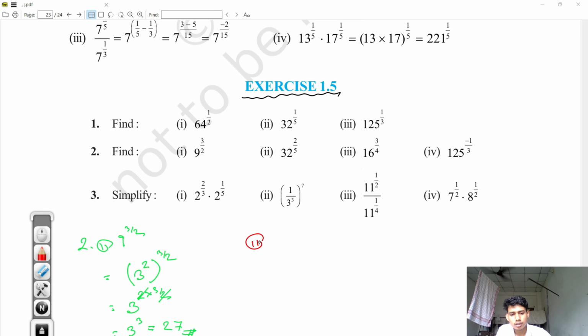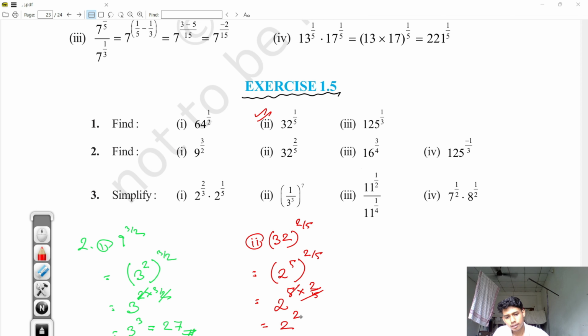Similarly, second को भी solve करेंगे. 32 to the power 2 by 5. Now हमने question number 1 के 2 में भी देखा था. 32 is 2 to the power 5 and outside we have 2 by 5. Now again this will multiply each other. That will give 2 to the power 5 into 2 by 5. 5 and 5 will cancel each other and the remaining is 2 square, which is equals to 4.